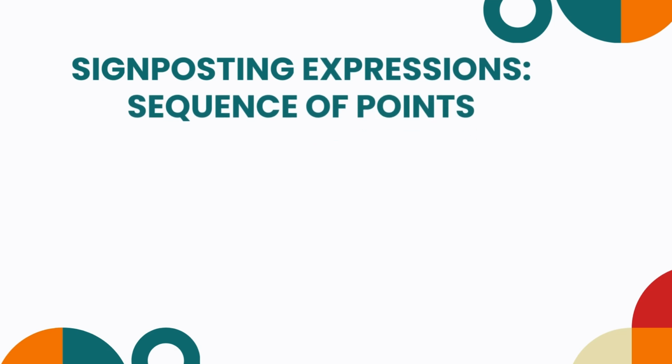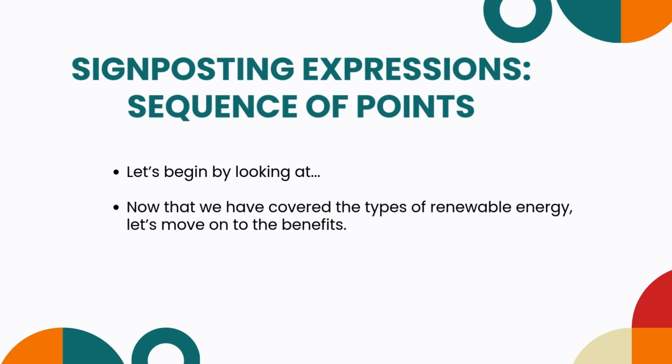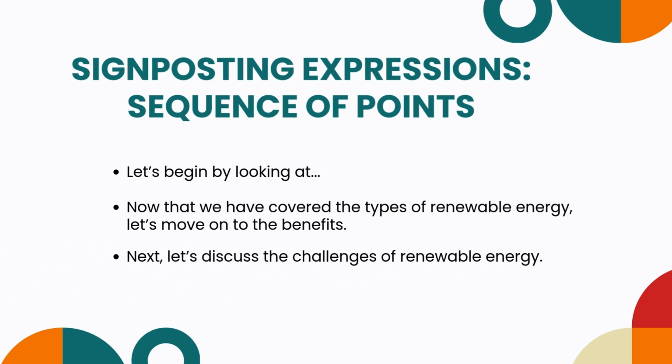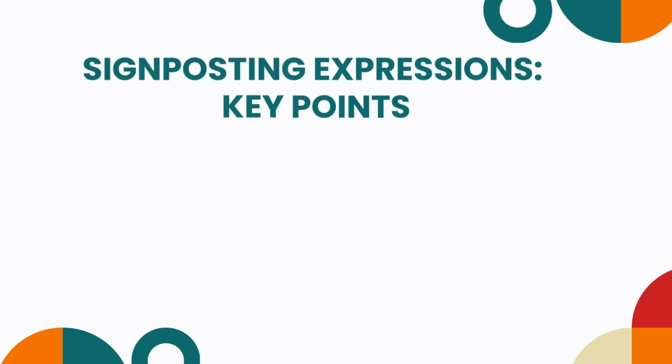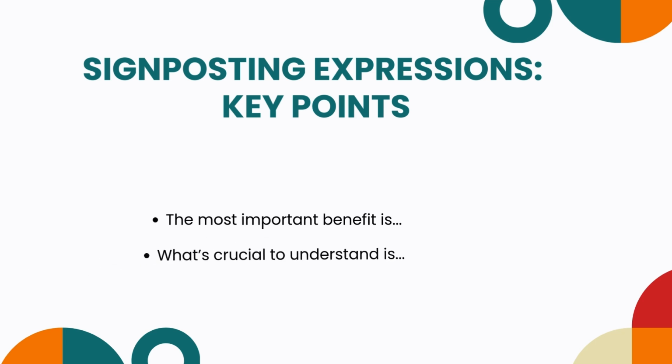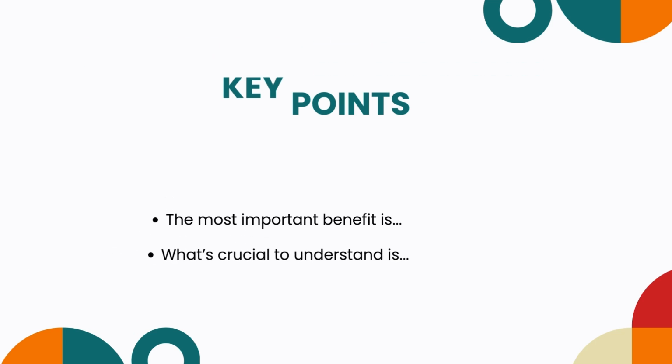For example, when moving from one main idea to the next, Ali can say, "Let's begin by looking at... Now that we have covered the types of renewable energy, let's move on to the benefits. Next, let's discuss the challenges of renewable energy." The signposting expressions here are: let's begin by, now, let's move on to, next. Signposting expressions can also emphasize key points. Ali can use phrases like, "The most important benefit is," "What's crucial to understand is."